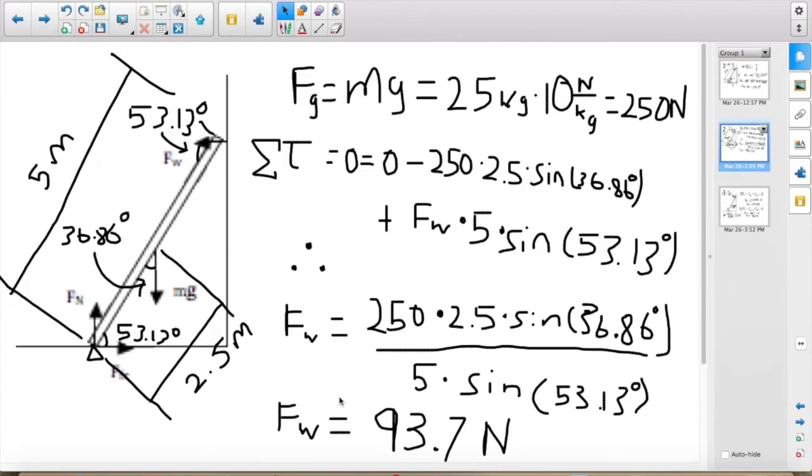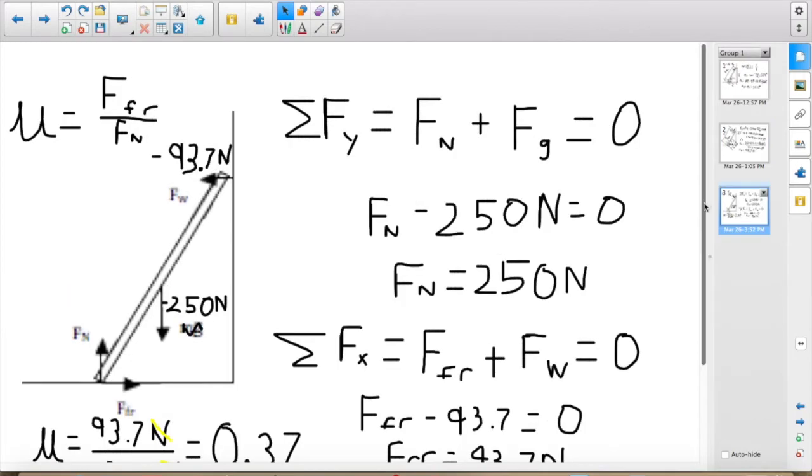All right. So we've solved for two new forces on this slide. We solved for the force of gravity by just doing m times g, and then we used the sum of our torques to solve for the force from the wall. The sum of the torques equals 0 because the ladder isn't rotating.